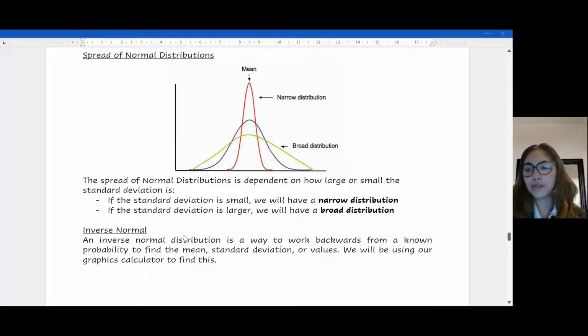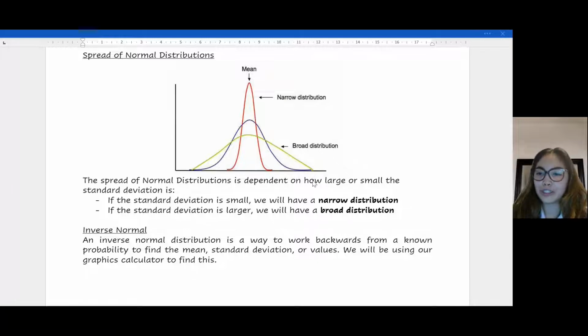Another thing to have a think about with our normal distributions is that they can have different shapes, so different spread. So thinking about those standard deviations, like I said, if you have a really small standard deviation, you may have this really narrow distribution, as opposed to if you had a standard deviation that was a lot larger, then you're going to have a lot more of a broad distribution. But I wouldn't worry too much about this.